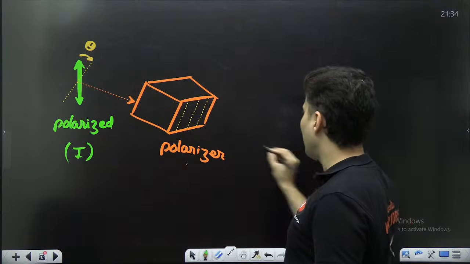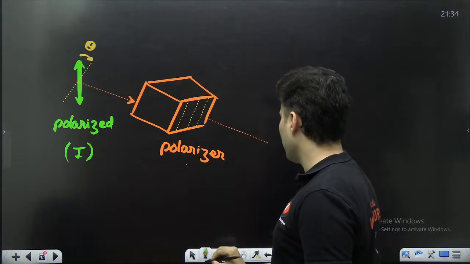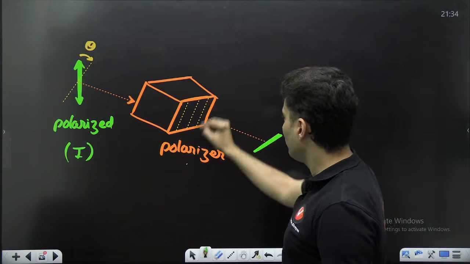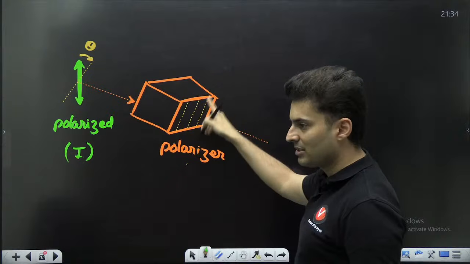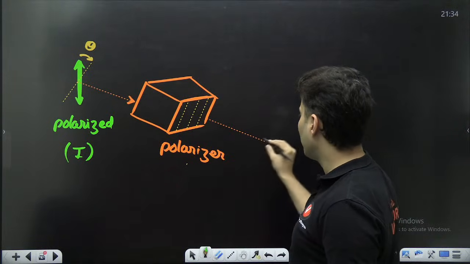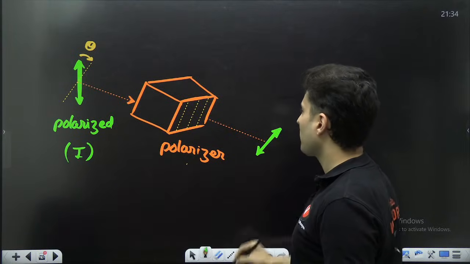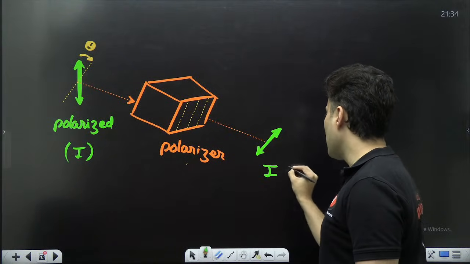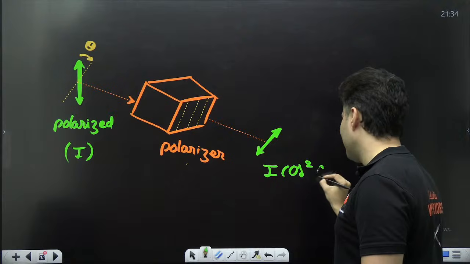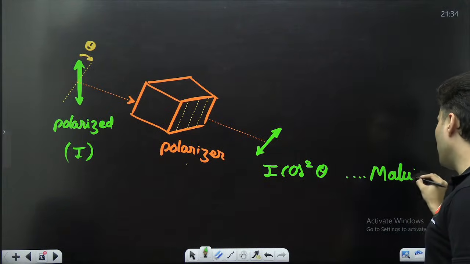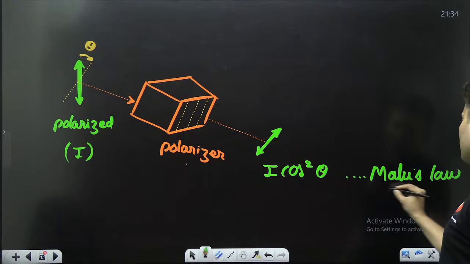So what comes out of this? What comes out of this will also be polarized, but it will be exactly parallel to these yellow strips that I have drawn, basically to the polarizer. So you will see it will also be at an angle over here, and this intensity will be I cos square theta. This is called Malus law. Okay, keep this in mind.